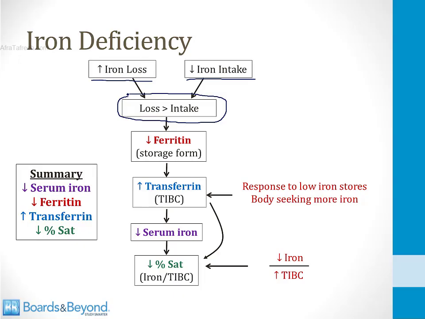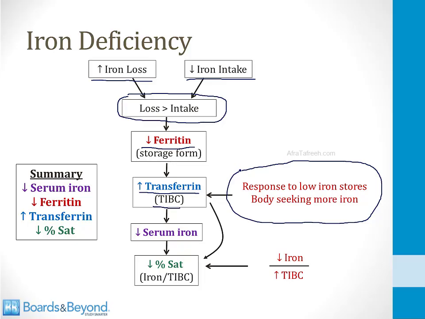The first thing the body will do is begin to deplete the storage form of iron, and this will lead to a lowering of the ferritin level on plasma blood testing. The body will also increase the amount of transferrin, which is represented by the TIBC on blood testing, and this is the body's response to low iron stores. The body is seeking more iron, and it's increasing its production of the iron transfer protein.